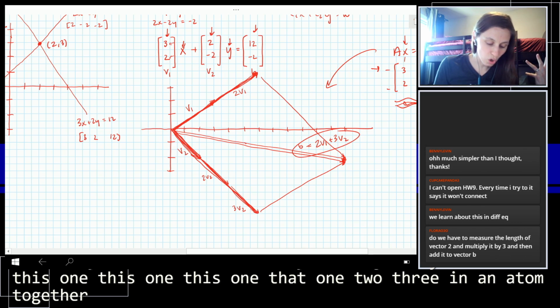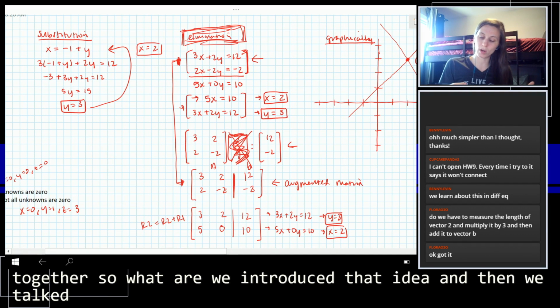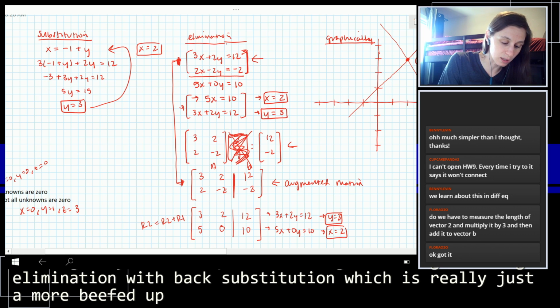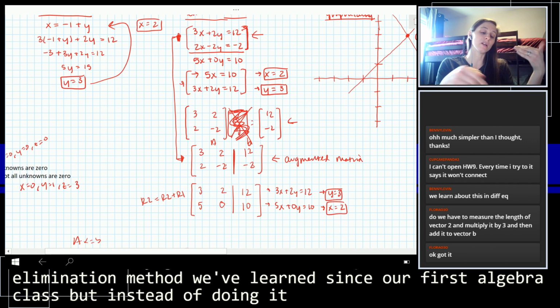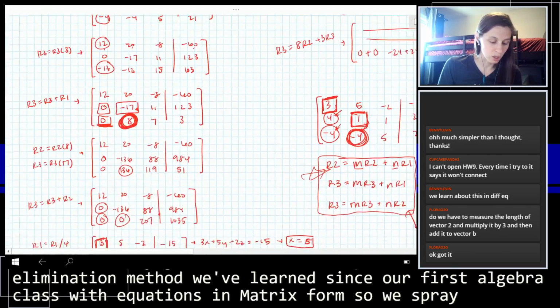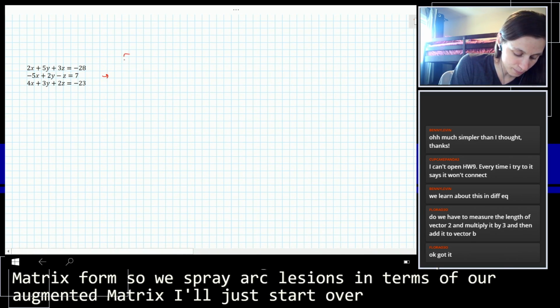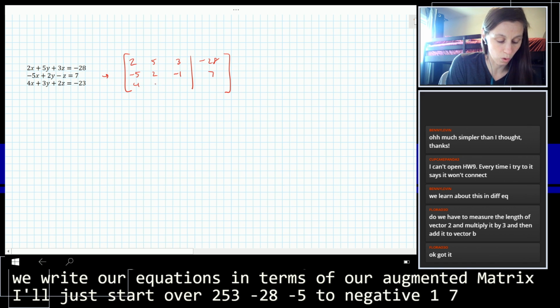Okay, so we introduced that idea, and then we talked about solving our systems of equations using something called Gauss elimination with back substitution, which is really just a more beefed up version of the elimination method we've learned since our first algebra class. But instead of doing it with our equations, we're going to do it in matrix form. So we write our equations in terms of our augmented matrix. 2, 5, 3, negative 28, negative 5, 2, negative 1, 7, 4, 3, 2, negative 23.